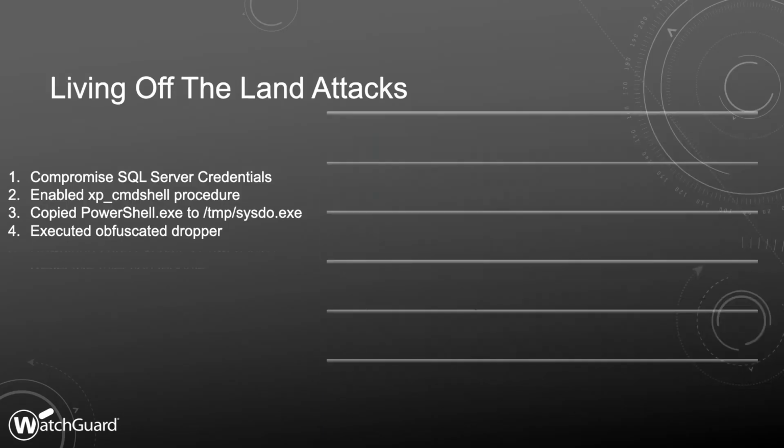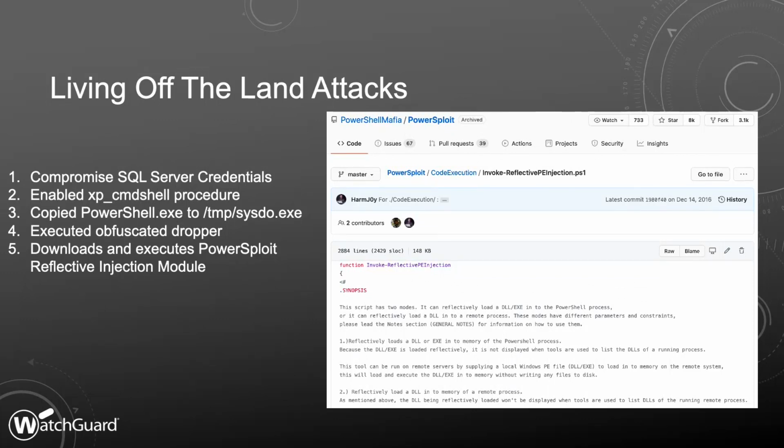When we look at that decoded text file, it's actually a slightly modified version of PowerSploit's reflective injection module, which at a high level, takes an embedded piece of malware, embedded shellcode, injects it into the memory of another process running on the system, and then executes it.